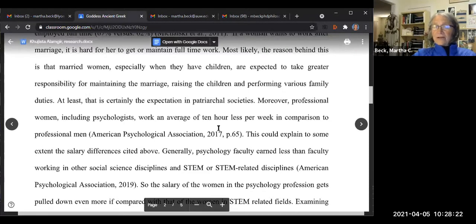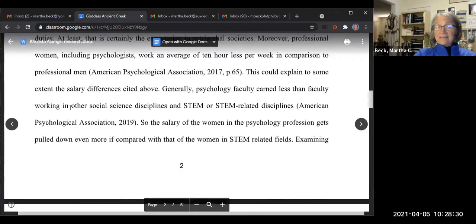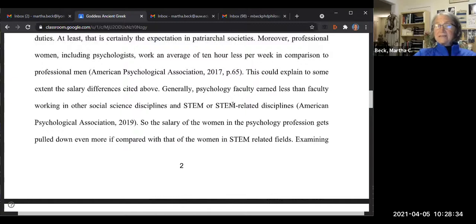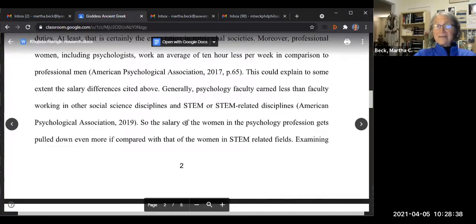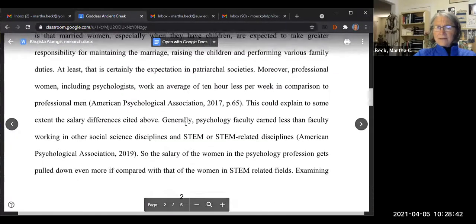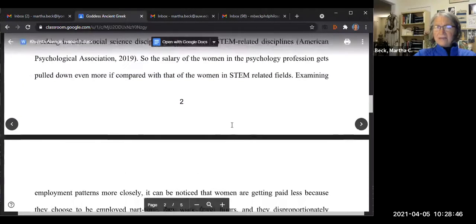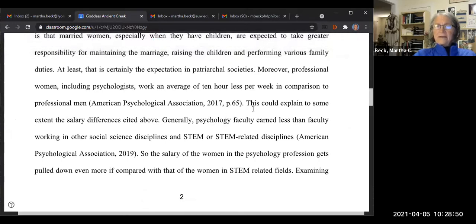Another thing, professional women work an average of 10 hours less per week compared to professional men. This could explain some of the salary differences, right? Generally, psychology faculty earn less than faculty. Okay, here's another problem. And this really could be another paragraph, okay? This could be a different paragraph that, let's see. Another issue is the difference between faculty in social science disciplines and faculty in STEM-related disciplines, right? So in general, faculty in social science earn less. Plus, in general, there are more women in social science compared to STEM, right?